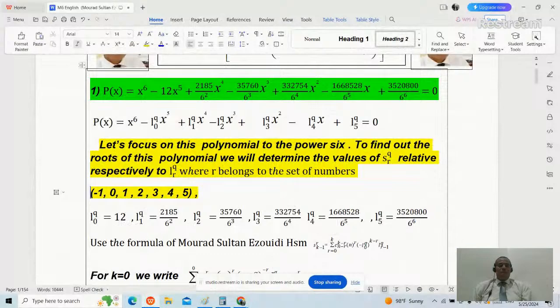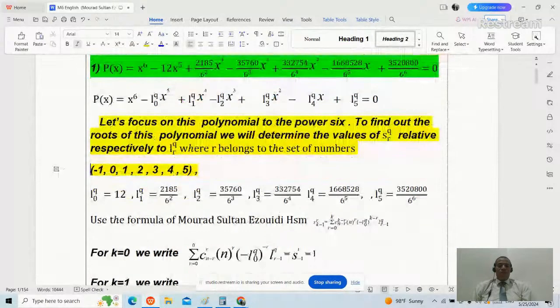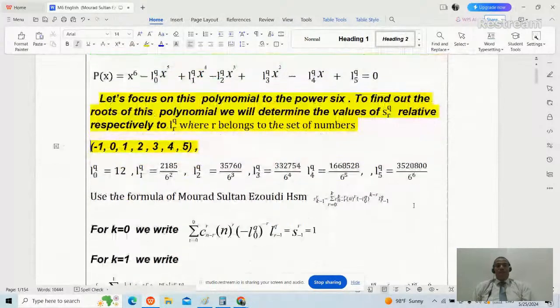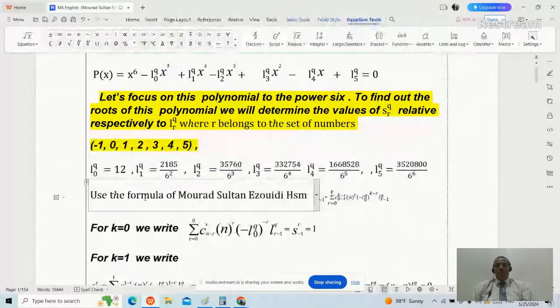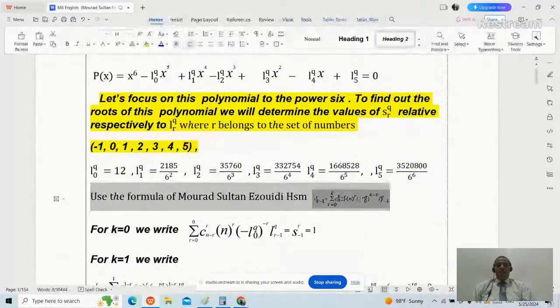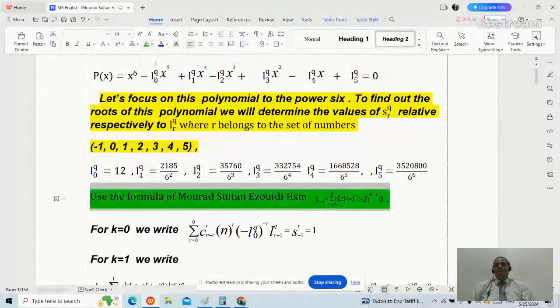Now, learners, we are going to show you the discriminant formula of Mr. Mourad Sultan Ezouidi. Everyone has to use this discriminant formula. It's very important, learners. It helps in finding the roots, or writing the values of S_i of all the q.